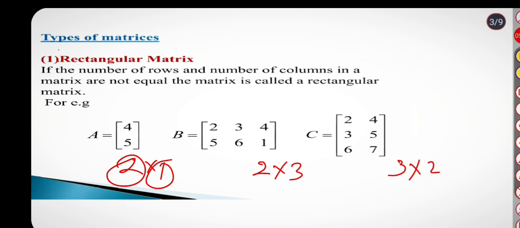So when the number of rows and the number of columns are not the same, not equal, then we can say that this matrix is a rectangular matrix. Okay.